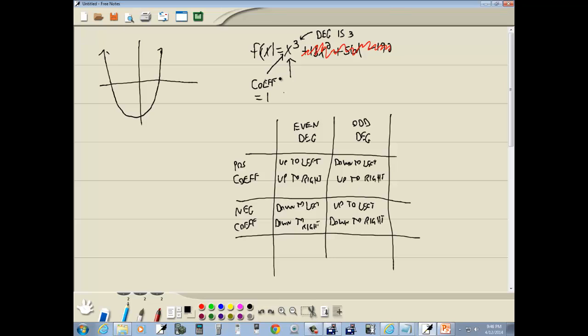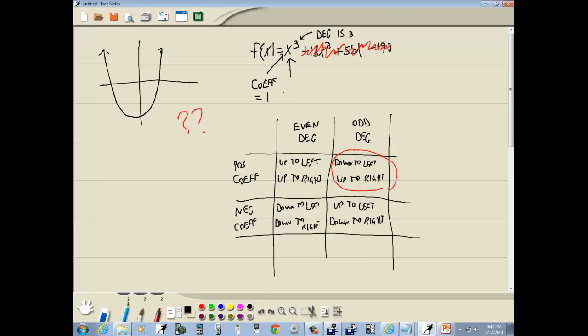Okay. Now, in this particular one, we said our degree is 3, so we're dealing with an odd degree. Coefficient's positive. So the box we're taking a look at is this right here. Down to the left, up to the right. That's not what we saw in our calculator. What that tells us is there's more to the graph.